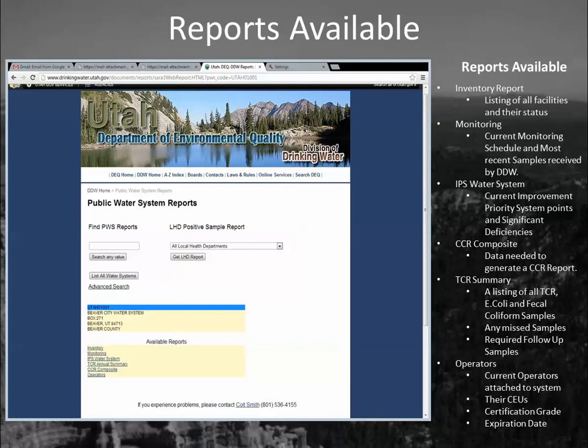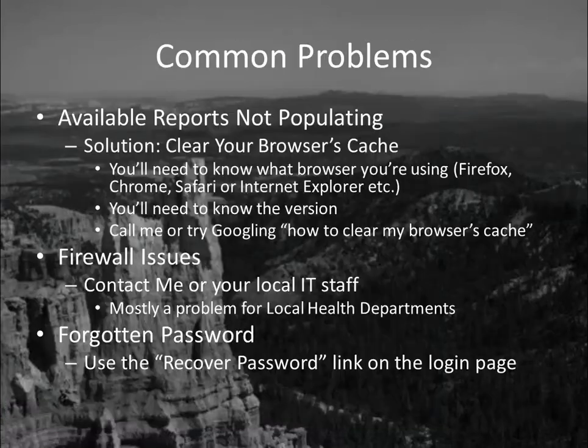It's going to show their continuing education units, their certification grade, and the expiration date. This doesn't allow you to search based on operators, so you'd have to look at the system and see where your current CEUs stand. It's also going to show you if there's any operators or people attached to your system that maybe shouldn't be. We've had some issues where we've had operators who are no longer with a system, and we like to keep that inventory clean.